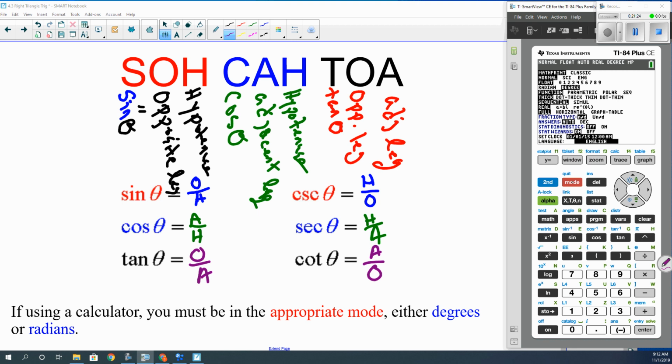But if I wanted to know sine of pi halves, that is radians, so I would have to change my mode into radians. So you just make sure you're in the mode based on whatever angle format yours is in. If it's a degree angle, make sure your mode's degrees. If it's a radian angle, something with a pi in it, make sure you're in radians, because you do get different answers.